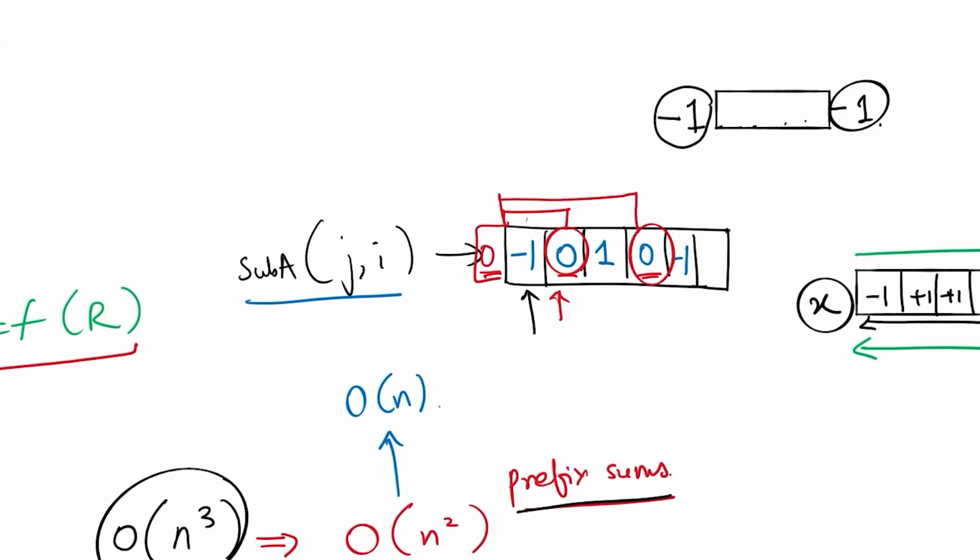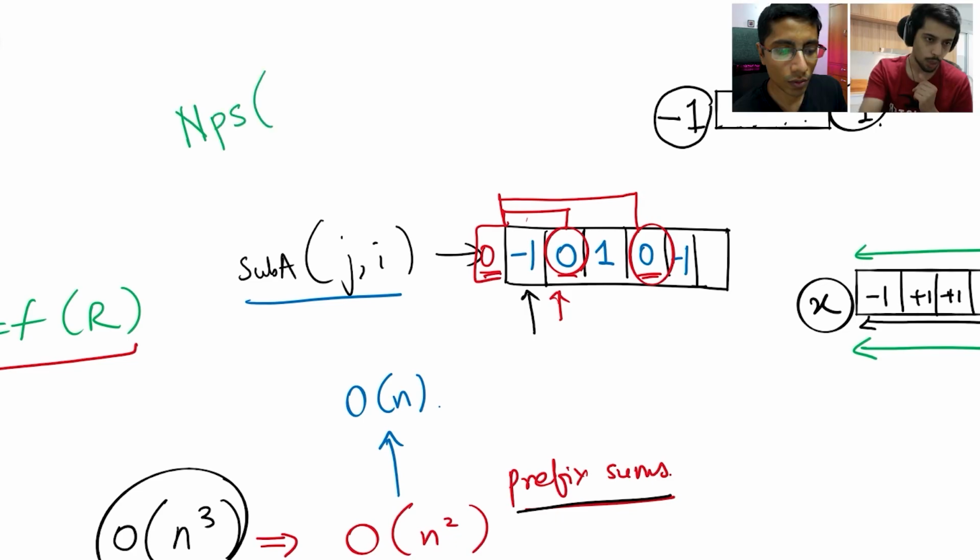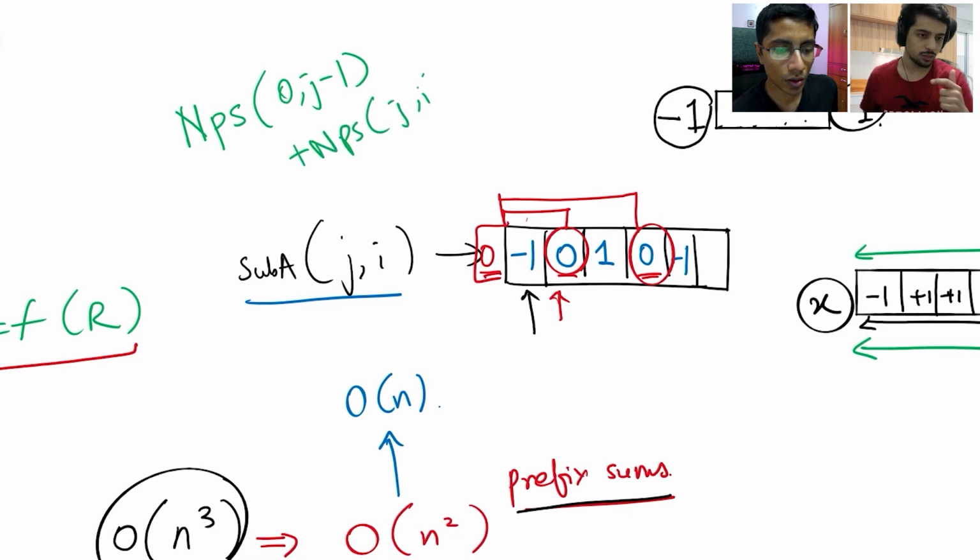Exactly. You can write it like this. Whatever is the net positive seen from 0 till j minus 1, if you add the net positive in the region j to i, this should be equal to the net positive seen from 0 till i. Does that make sense?